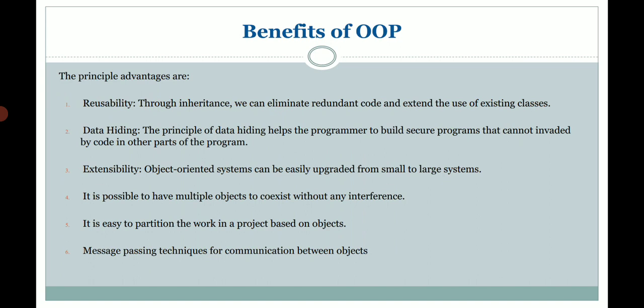Next benefit is that it is possible to have multiple objects coexist without any interference. One class can create a number of objects. These multiple objects coexist without any interference. One more is that it is easy to partition the work in a project based on objects. The last benefit is message passing techniques for communication between objects. In the message passing technique, messages are sent and received through objects only. These are some of the benefits of the object-oriented concept.